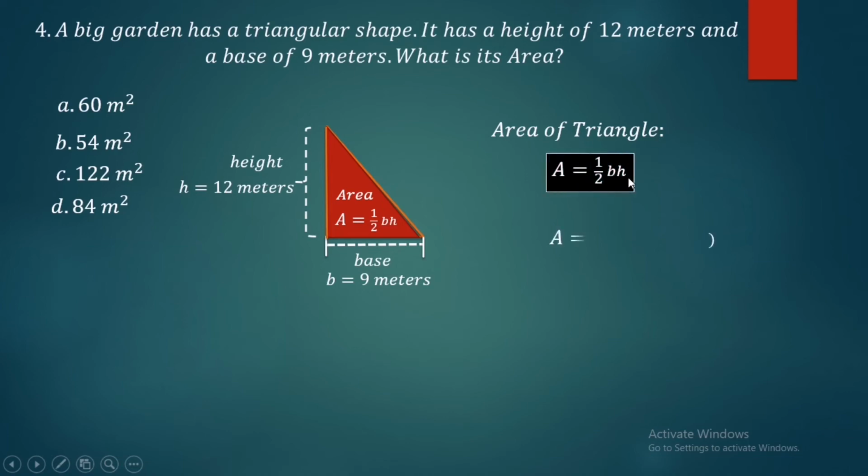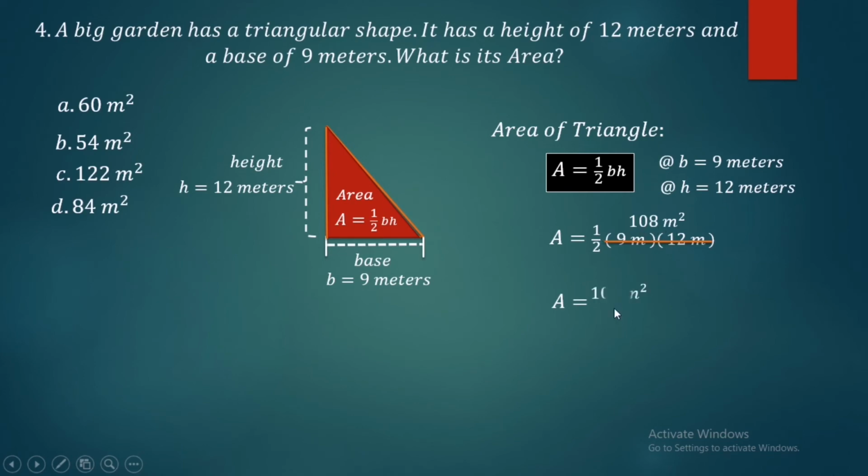B here is the base, that is equivalent to 9 meters, and the height is 12 meters. Then get the product, 9 times 12, that would be 108 meters squared times 1, then divide by 2, and we get the area is 54 meters squared. So the answer is letter B, 54 meters squared.